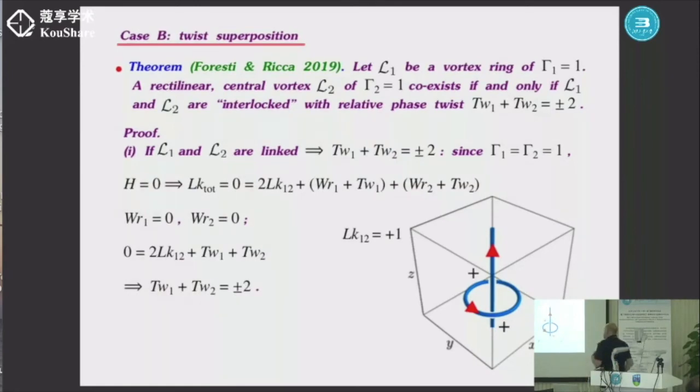Linking, of course, has to be computed in this way, and is just the sum of the crossings. I put a plus here. It can be a minus, so that we have this uncertainty on plus and minus.